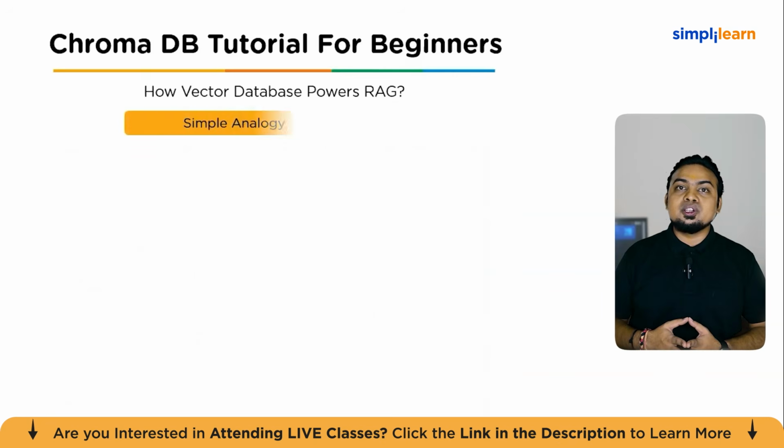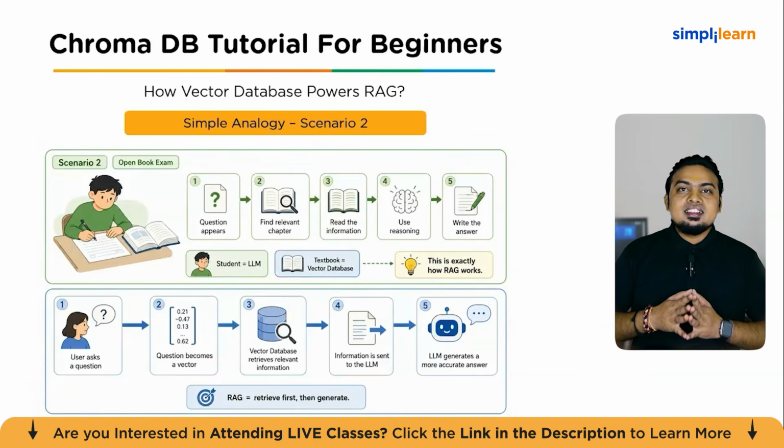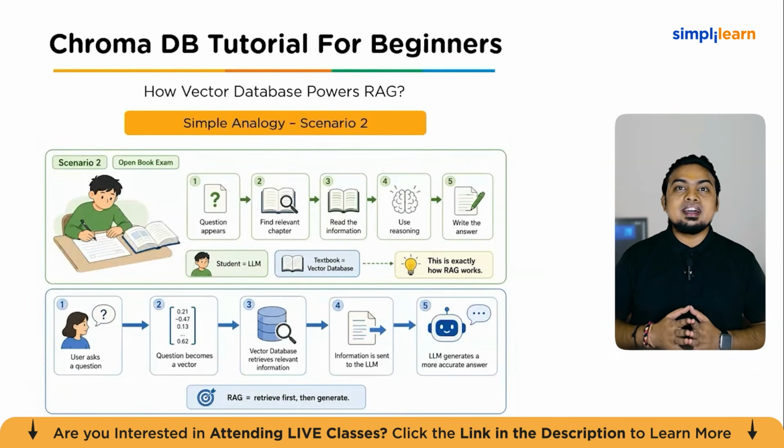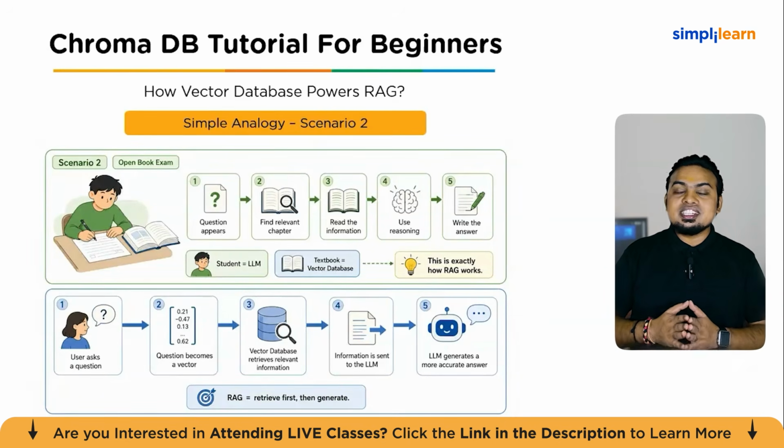Now let's consider scenario 2, open book exam. Now imagine you have access to a textbook. When a question appears, you find the relevant chapter, read the information, use reasoning skills, and write the perfect answer. This is exactly how RAG works. The LLM acts like the student, and the vector database acts like the textbook. Whenever a user asks a question, the question becomes a vector. The vector database retrieves relevant information and the information is sent to the LLM. The LLM generates a more accurate answer as the output. This dramatically reduces hallucinations and improves reliability.